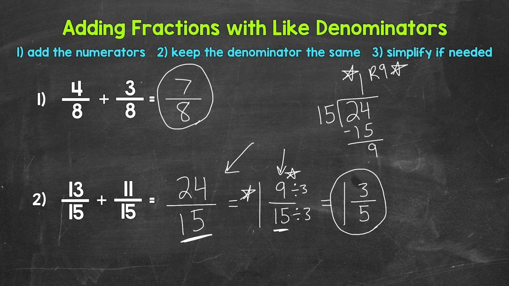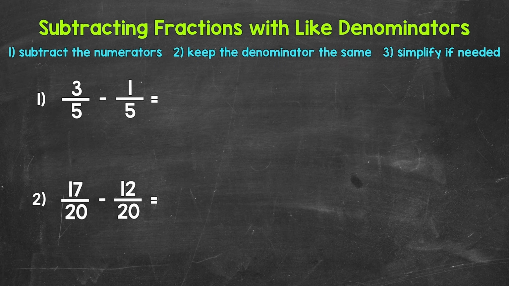So there you have it. There's how to add fractions with like denominators. Let's move on to subtraction. Now let's take a look at subtraction. And this is just like addition, except we subtract the numerators. Let's jump into number 1, where we have 3/5 minus 1/5. So we can see here that we have like denominators, that same denominator of 5. So for number 1, let's start by subtracting those numerators. 3 minus 1 gives us 2, and then we keep that denominator of 5 the same.